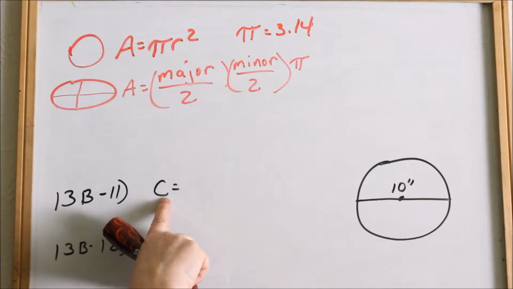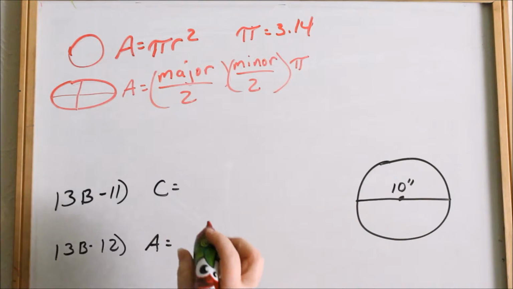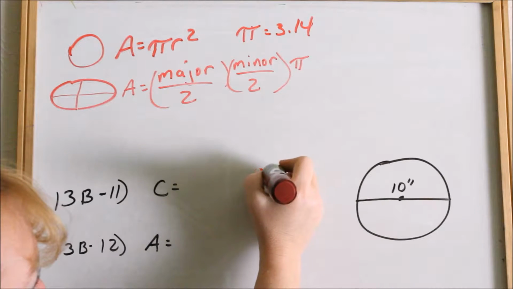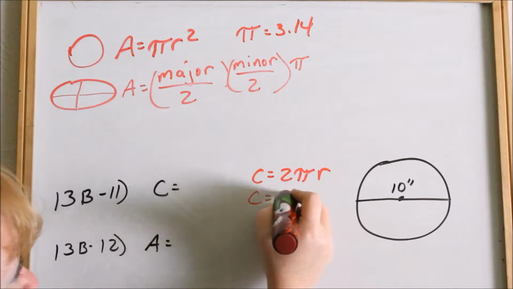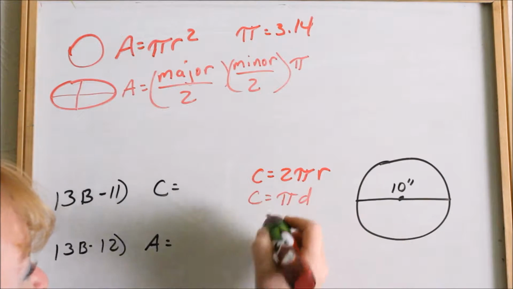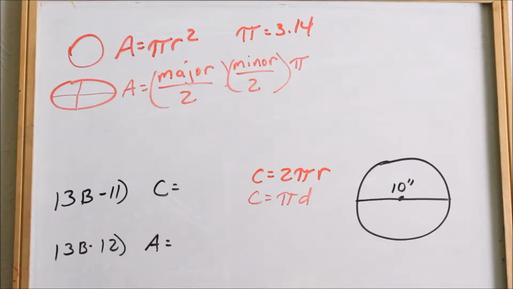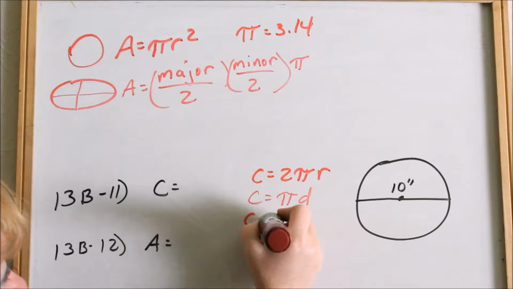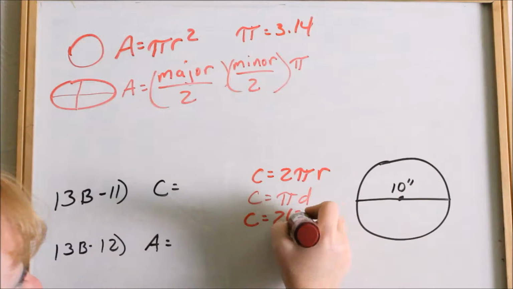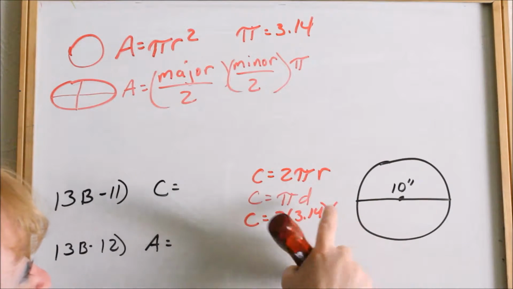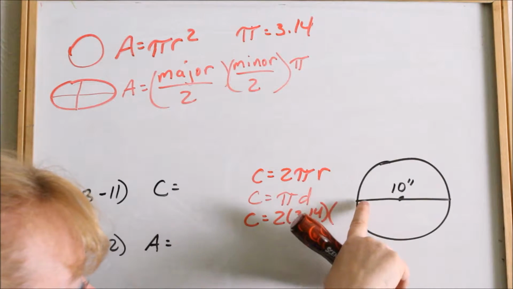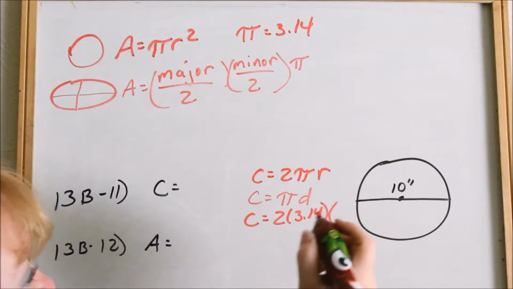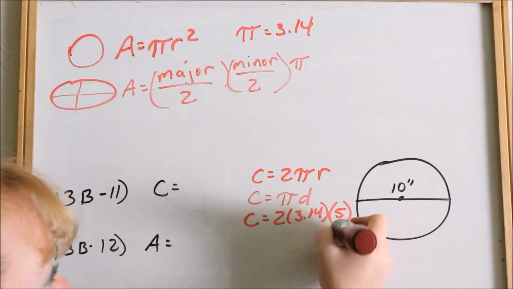The first thing we want to find is the circumference. Okay, formula for circumference, C equals 2 pi r, or you can use C equals pi times the diameter, whichever one you want. So I'm just going to use 2 pi r, 2 times 3.14 times the radius. If the diameter is 10, diameter goes all the way from one side of the circle to the other. If the diameter is 10, the radius is 5.